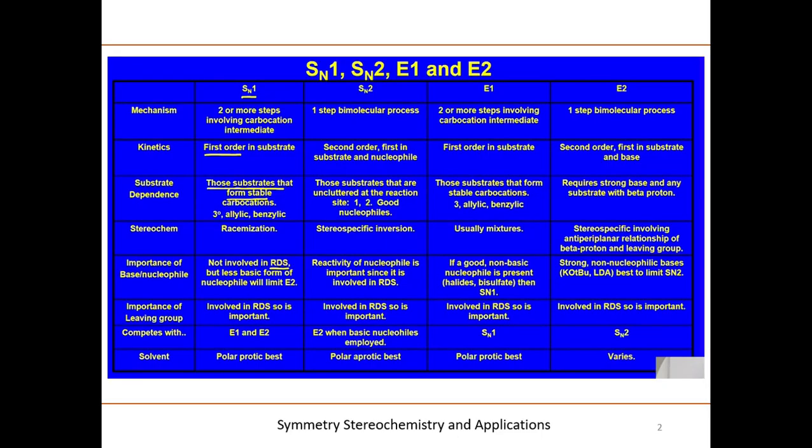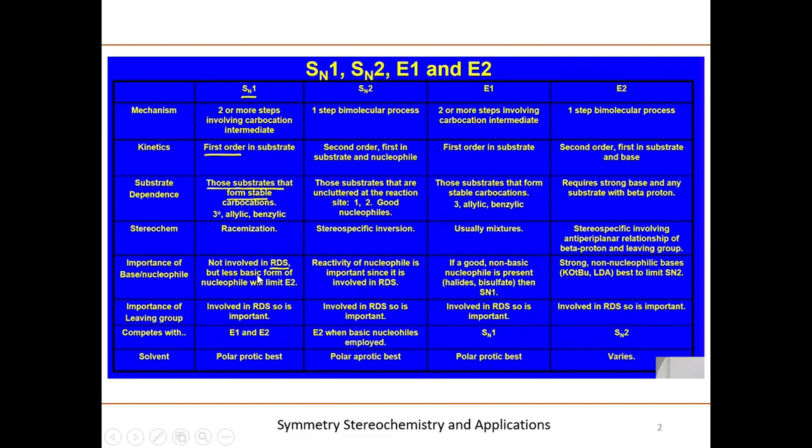Before starting the question answer session, I would like to give a brief introduction about today's topic, that is SN1, SN2, E1 and E2 elimination reactions. So what is SN1 reaction? SN1 reaction has two or more steps involving a carbocation intermediate, and it's a first order kinetic reaction. The substrate dependency is based on the stability of the carbocation. Tertiary carbocations are more stable and primary are least stable. And the stereochemistry obtained by this reaction is racemization, which means both product possibilities are there.